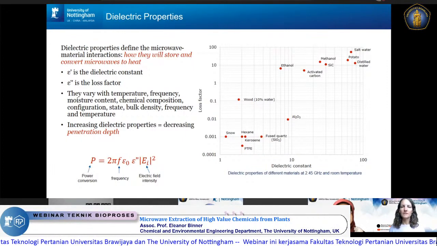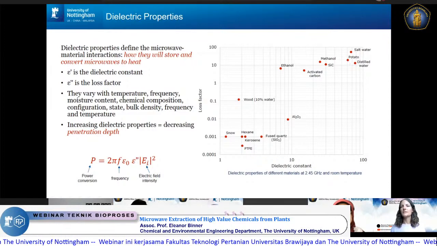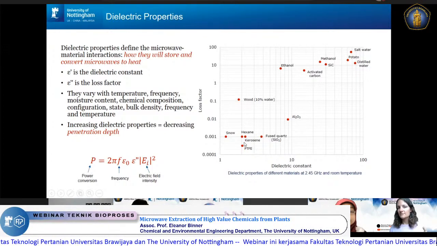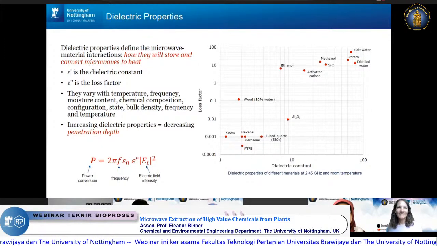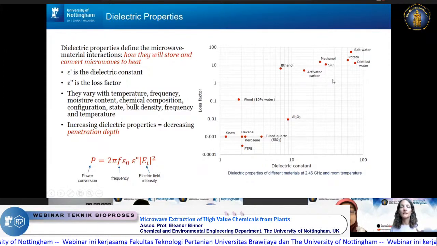Okay, so a high loss factor. If we look at this graph, on the y-axis we have the loss factor. You can see a potato has a very high loss factor. Potato heats really, really well in the microwave. Then you have distilled water, which, because of the dipole, has a very high loss factor. Something like ethanol, which is another commonly used, considered to be green solvent. Now, if you look at something like hexane, which is a less green solvent, it has a low loss factor. So this means that when we're thinking about extraction, we'll have very different things going on. And if we're trying to design green solvent extraction systems, what we're looking at is solvents that have a very high loss factor, so they will heat very, very quickly.